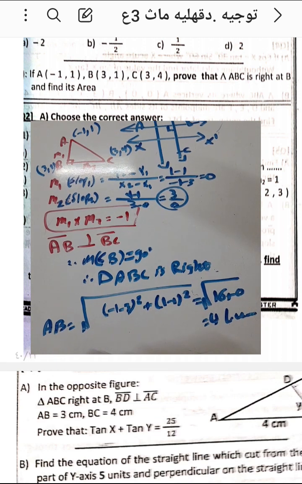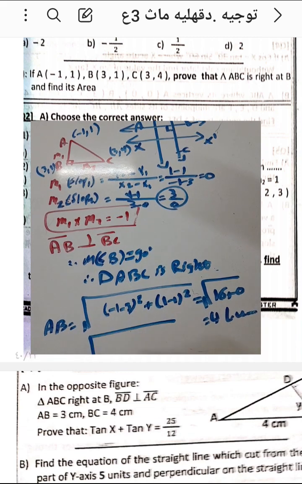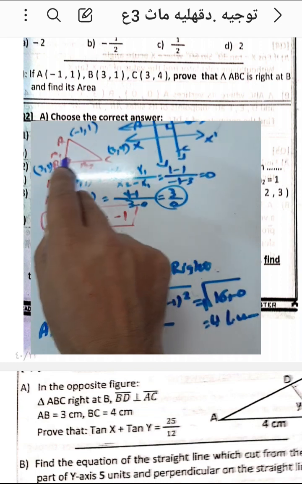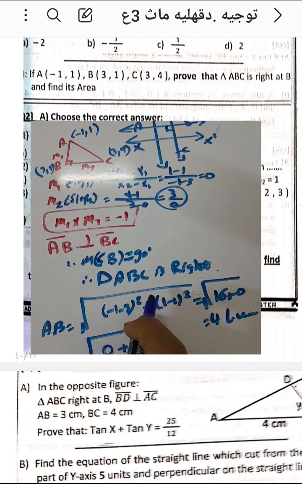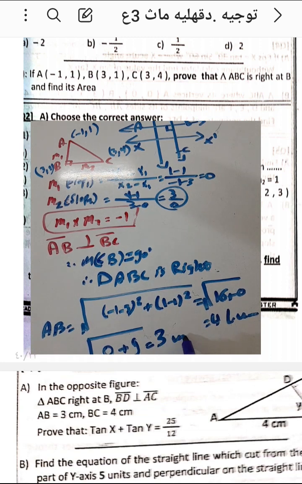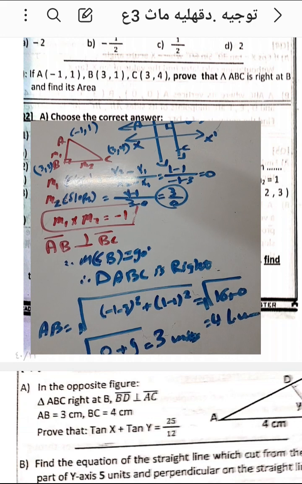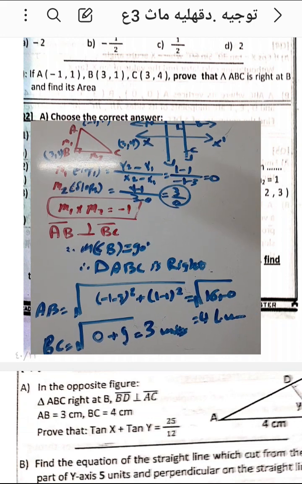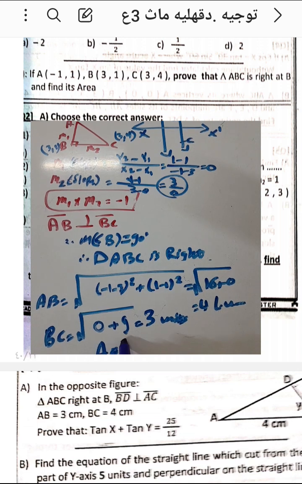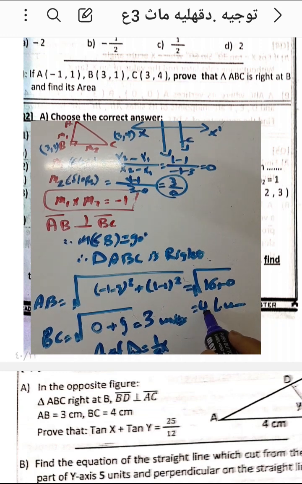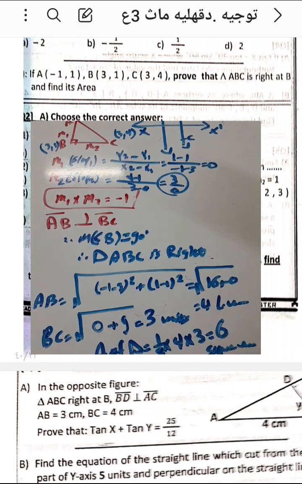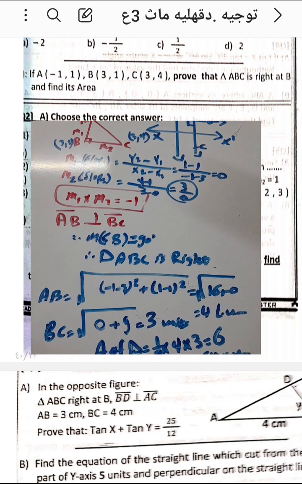Okay, length unit. And now I will find BC square root of here BC x2 minus x1, 3 minus 3 it will be 0, 0 power 2 equals 0, 1 minus 4 it will be negative 3 power 2 it will be 9. Then square root of 0 plus 9, 9 square root it will be 3 units. We have BC and AB. Okay, we have two sides here about this triangle, and then we can find the area of triangle equal half multiplication by base multiplication by height. The base here, right, 4 times height 3, the result will be 6 square unit. The area here equals 6 square units.